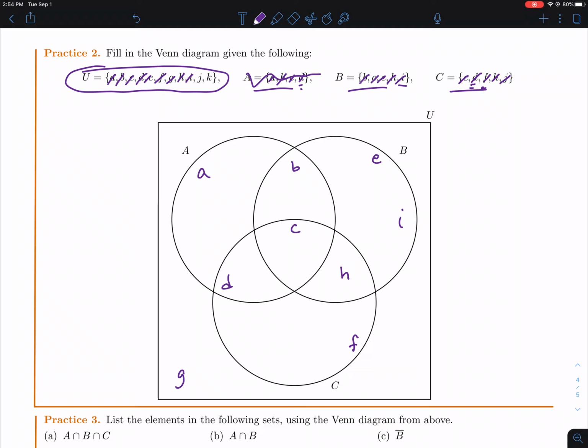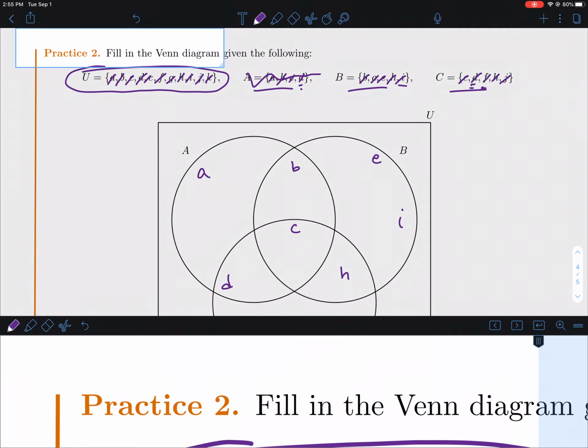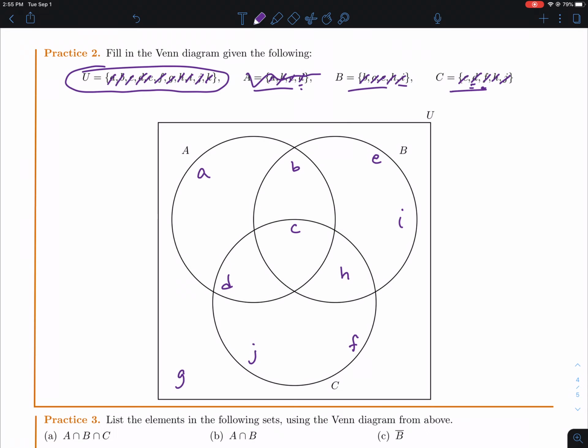J is only in C, so let's put it down here. And then finally, K isn't in A, B, or C. So just like G, it has to go to the outside. So that's what our filled in diagram should look like in this part. We've got things just in A, things just in B, things just in C, and then some overlapping stuff in the middle.